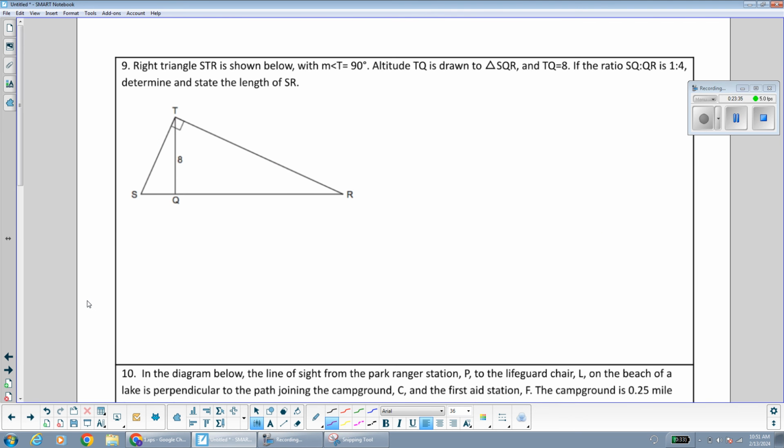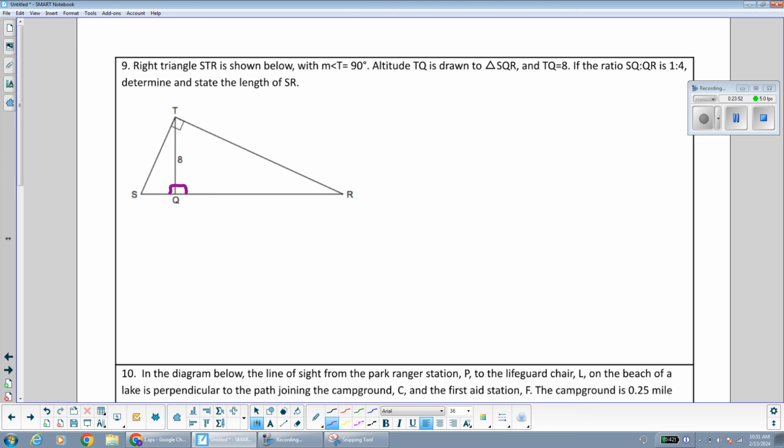Okay, here we have a situation where we have a big right triangle, and inside the big right triangle, we have an altitude that's creating 2 smaller right triangles. So I'm thinking right triangle altitude theorem because I see this setup. I'm thinking Hills or SAS.